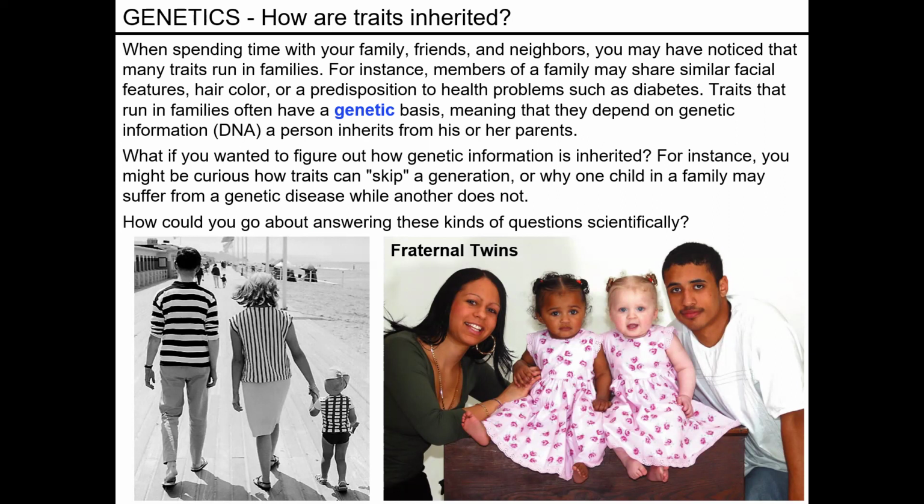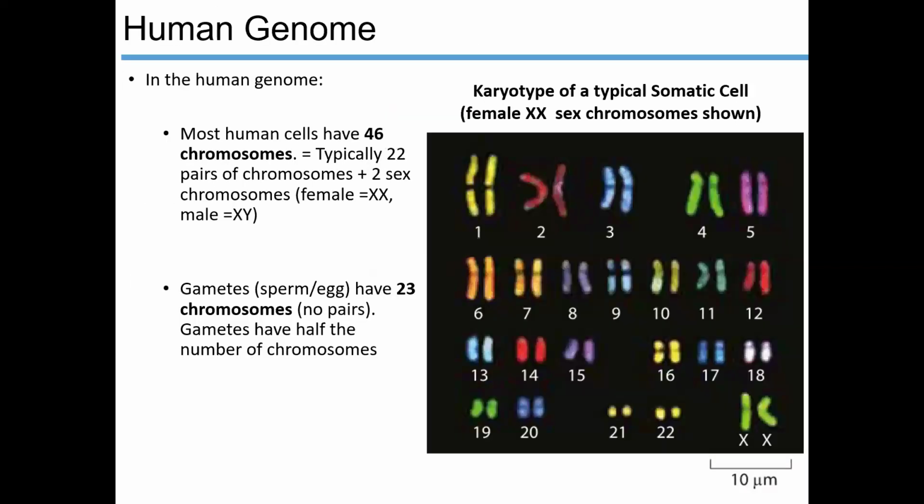So some of the traits that are dependent on genetics are going to be things like attached earlobes or free hanging earlobes, eye color, hair color, skin color, things like that. So looking at our human genome, these are going to be the things that dictate all of our genetics. Looking at this over here, this is going to be a picture known as a karyotype.